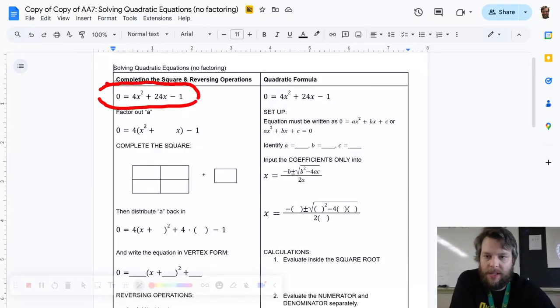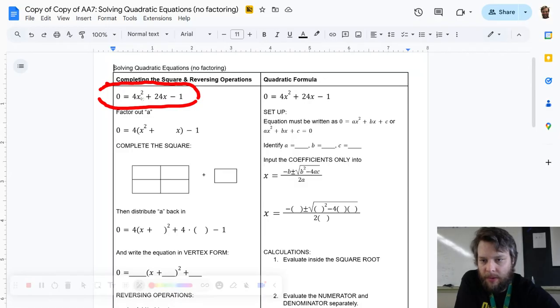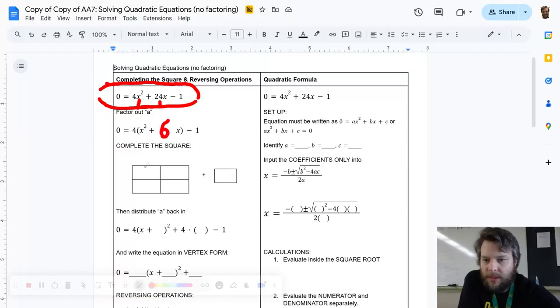First thing we'll do is factor out the a value, which means we're dividing by 4 just on these first two pieces. So 4x squared divided by 4 is just x squared. 24x divided by 4 is 6. Then we complete the square. So we think, okay, half of 6 is 3. So we go x plus 3, fill in the square, x squared, 3x, and 9. And then we have to subtract 9 on the outside.